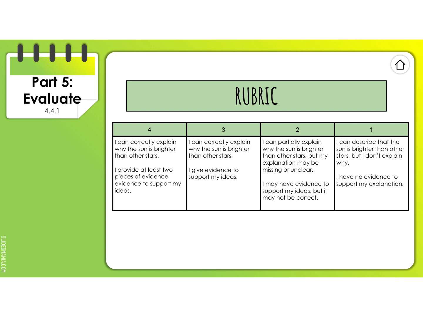To get a 3, I can correctly explain why the sun is brighter than other stars, and I give evidence to support my ideas. Then the other 2 you can read. For 2 and 1, you maybe only partially explained, or you didn't even really explain at all for a 1. So that is your job for today in Science Week 29, Day 3.